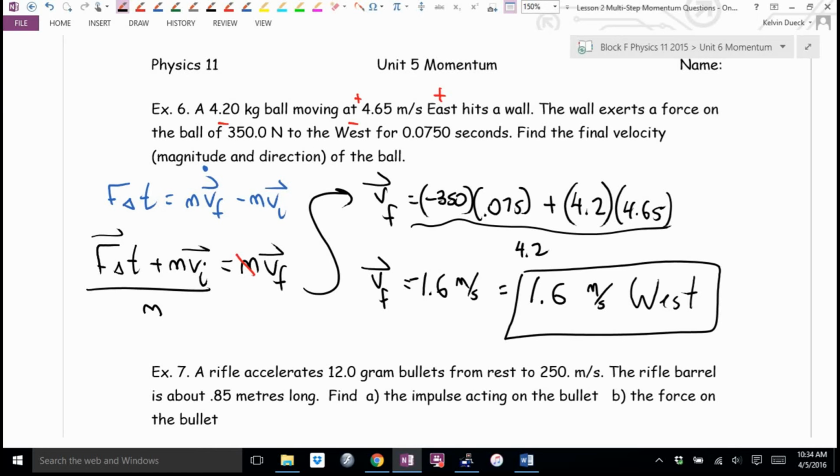Now, Matt, you might have let west be positive and east be negative. Totally fine. You would get the same answer, but you would get your answer as positive 1.6, and then you would zoom out from the question and say, what did I let be positive? Oh, west. We'd all get west. Okay?